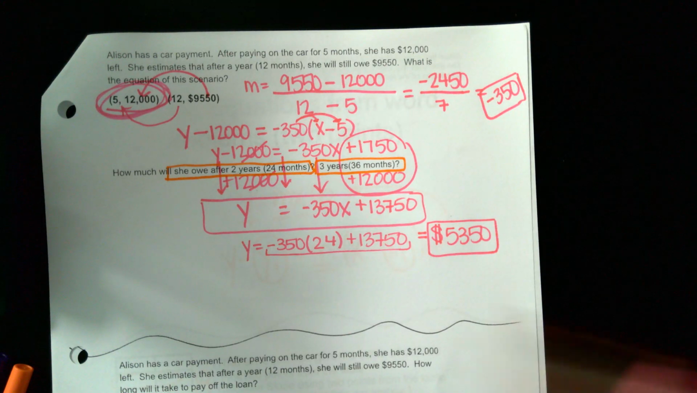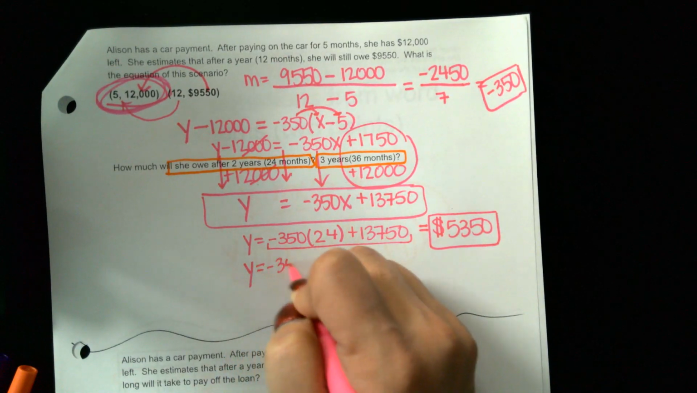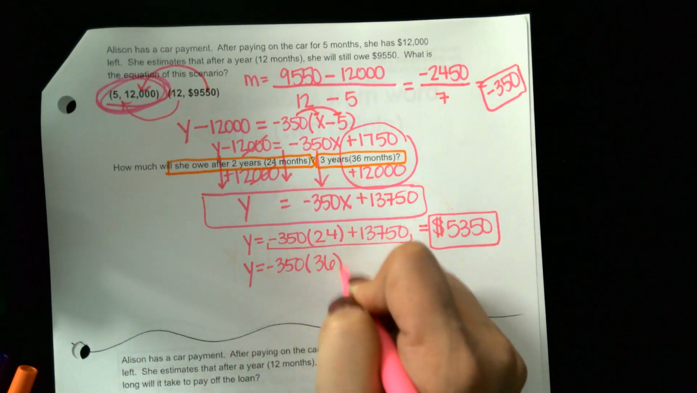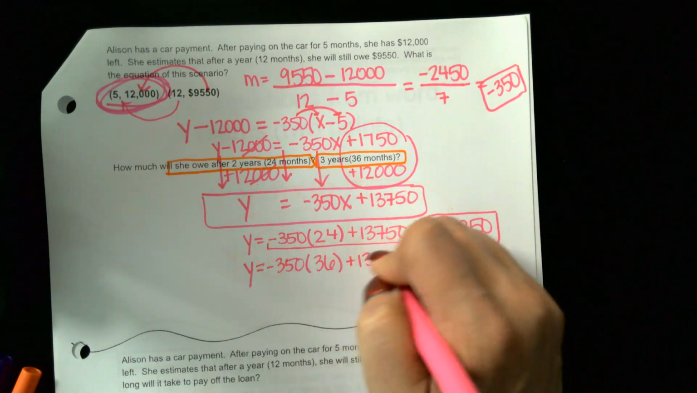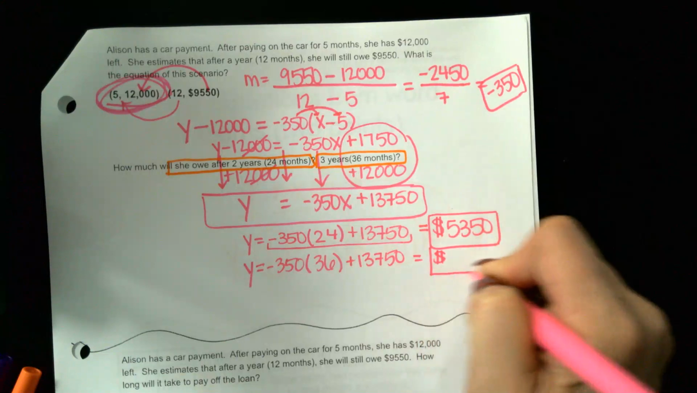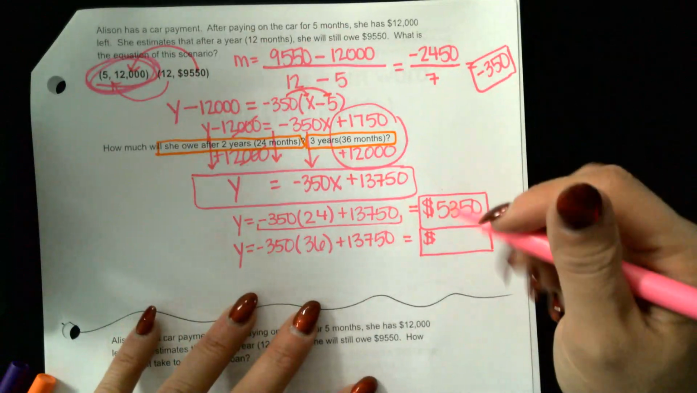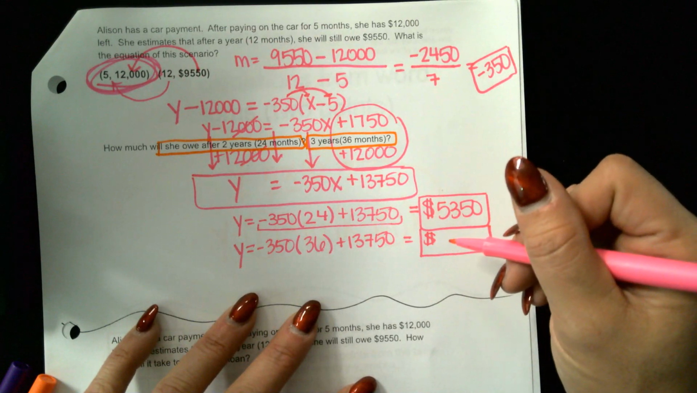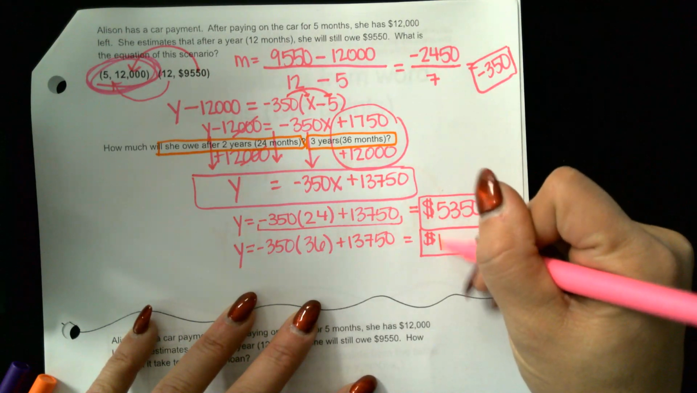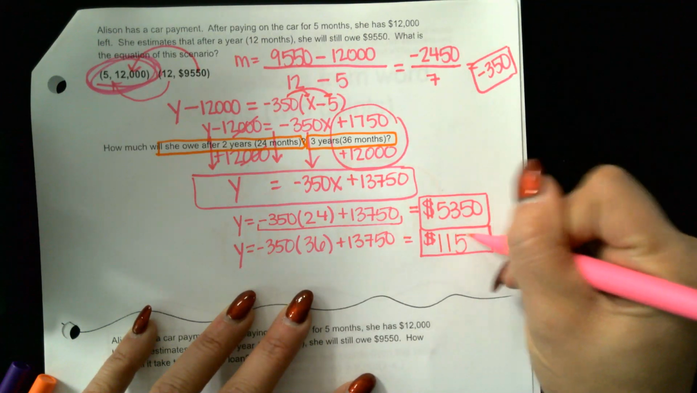Okay, so then after 3 years, which is 36 months, we're going to do this same problem, but we're going to plug in a 36 instead of a 24. And then that'll show you how much. Shouldn't be much. After 3 years, she should be left with, I think it's a little over 1,000. I don't remember the exact answer, but 1150.